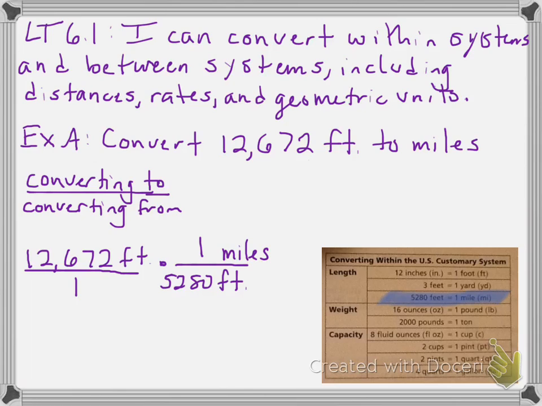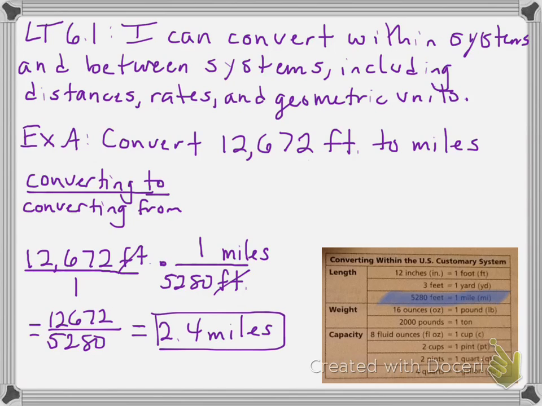So this gives you a numerator and a denominator for your front number. Feet will end up canceling out, kind of cross-canceling. Then when you do your multiplication, you'll get 12,672 feet divided by 5,280 feet, and that gets you to your miles, which is 2.4 miles. That's it. That's just a quick one-stepper, not too bad.